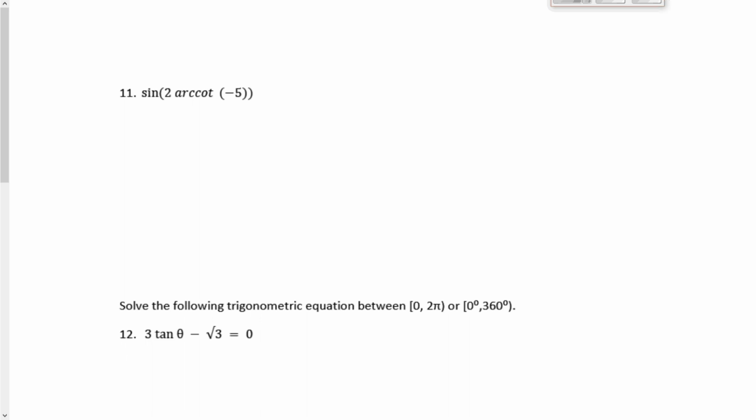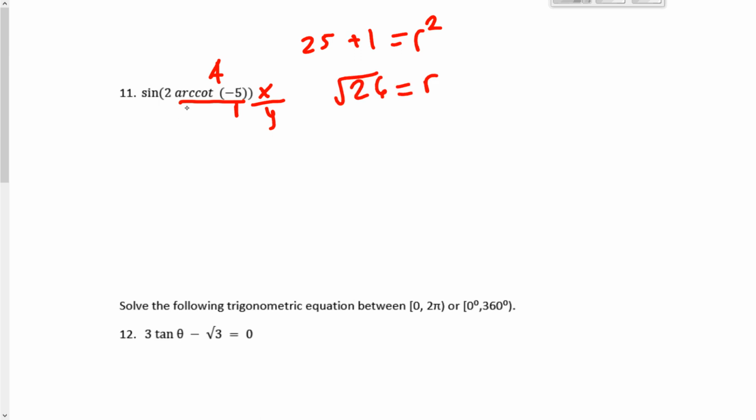Okay, here, same kind of thing. This is really just an angle, right? You can label it A, whatever you want to. Here we could do this as it's cotangent, and cotangent is x over y. So we don't have a denominator here, so if we put this negative 5 over 1, that would be our y. We could use the Pythagorean theorem here. So we have negative 5 squared is 25, 1 squared is 1. And that equals our r squared. So that's square root of 26 is our r. And now we're doing 2 times this angle. Okay, so sine of 2 times A.